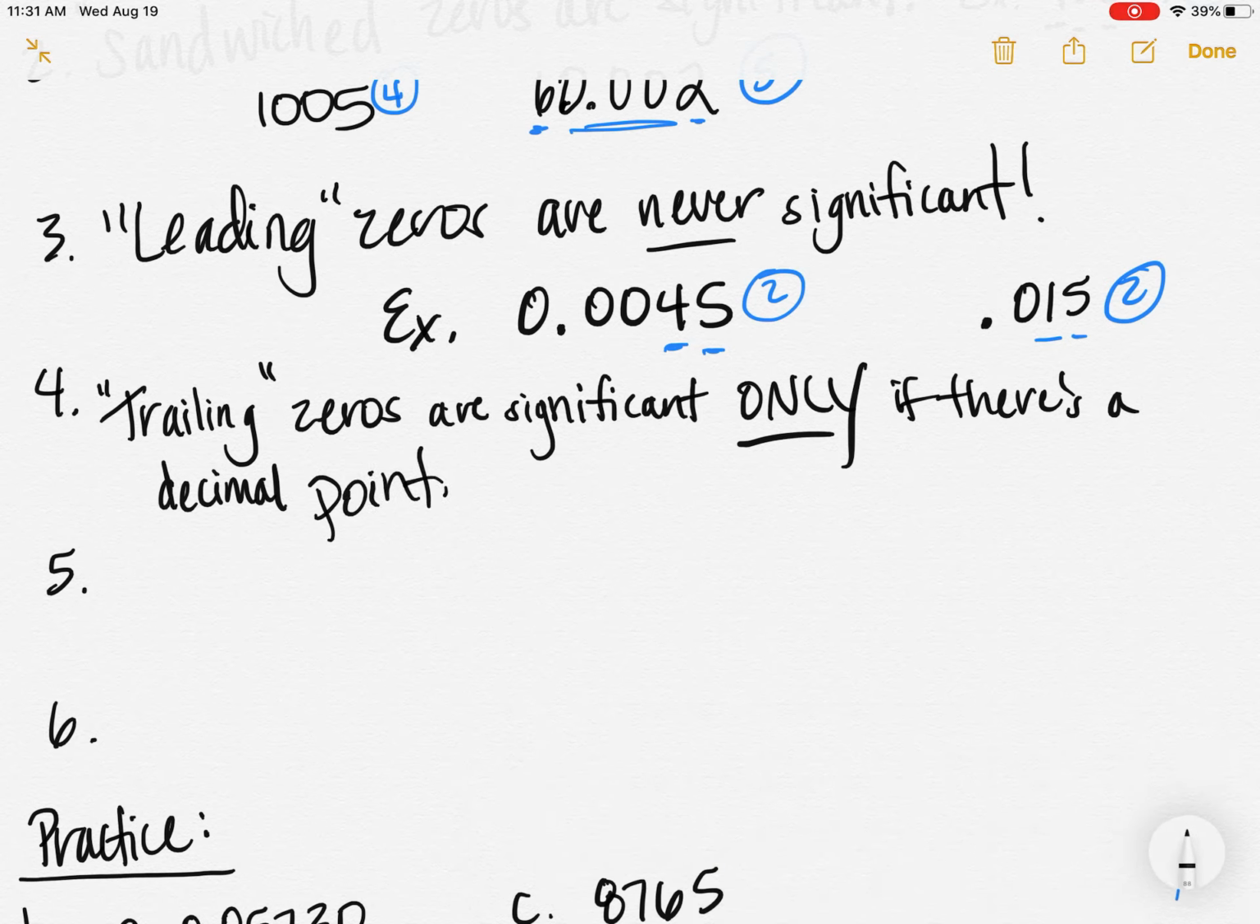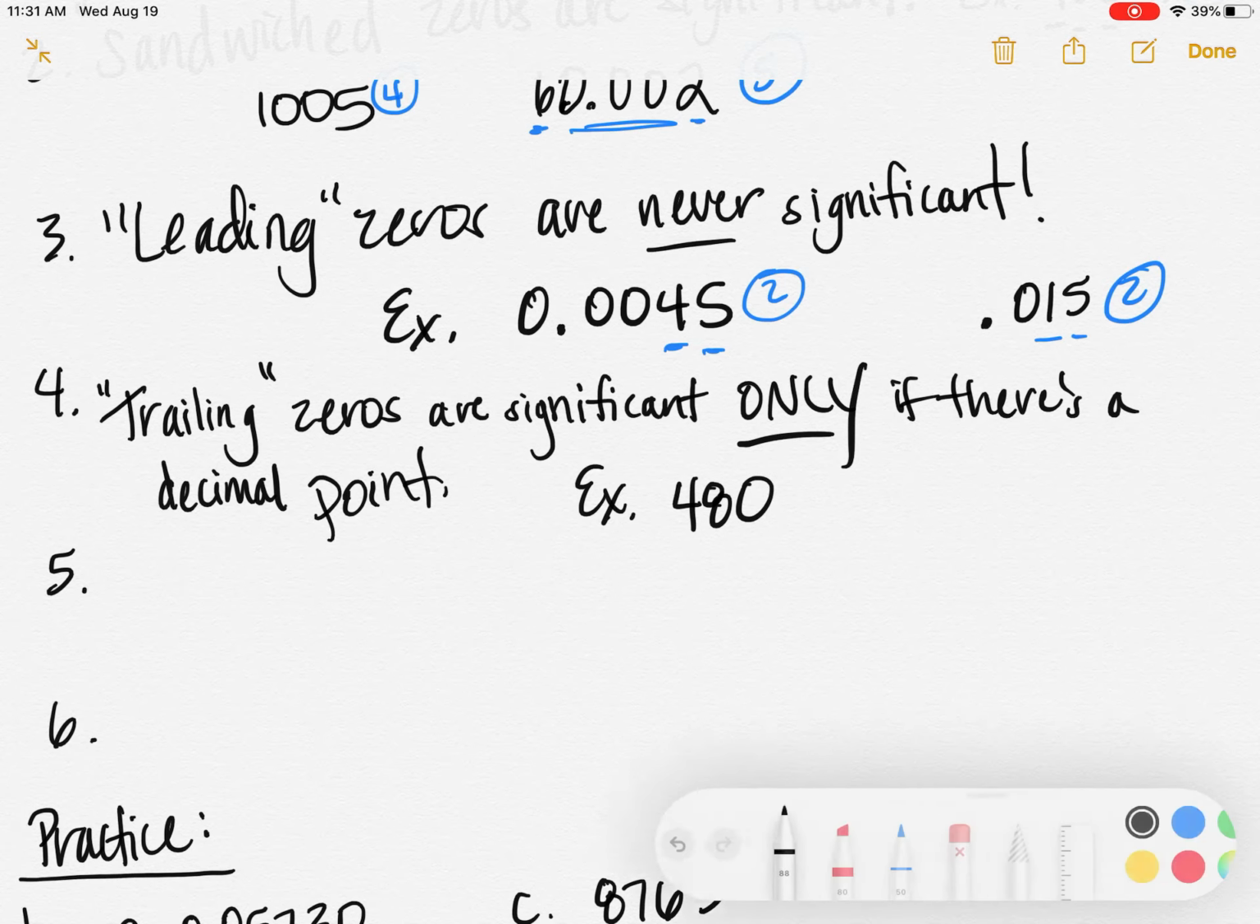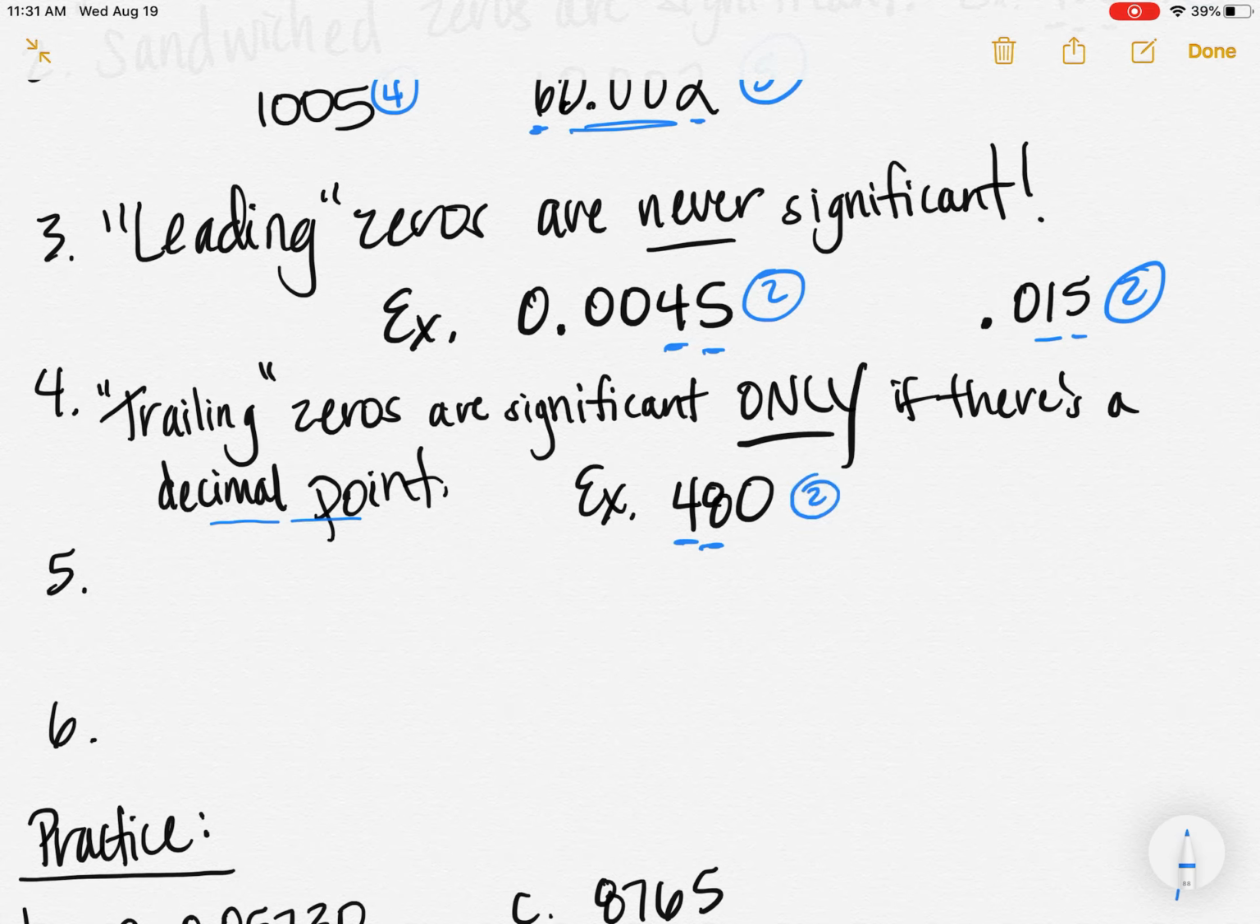Okay. So this idea of trailing zeros: they become significant only if there's a decimal point. So we have an "only" here. Let's see, this is a trailing zero: 480. That zero is trailing because it's at the end of the number. So how many sig figs are in this number? Well, the 4, yes. The 8, yes. The 0 is trailing, and trailing zeros are significant only if there's a decimal point. Well, there's no decimal point in this number. So this number has 2 sig figs.